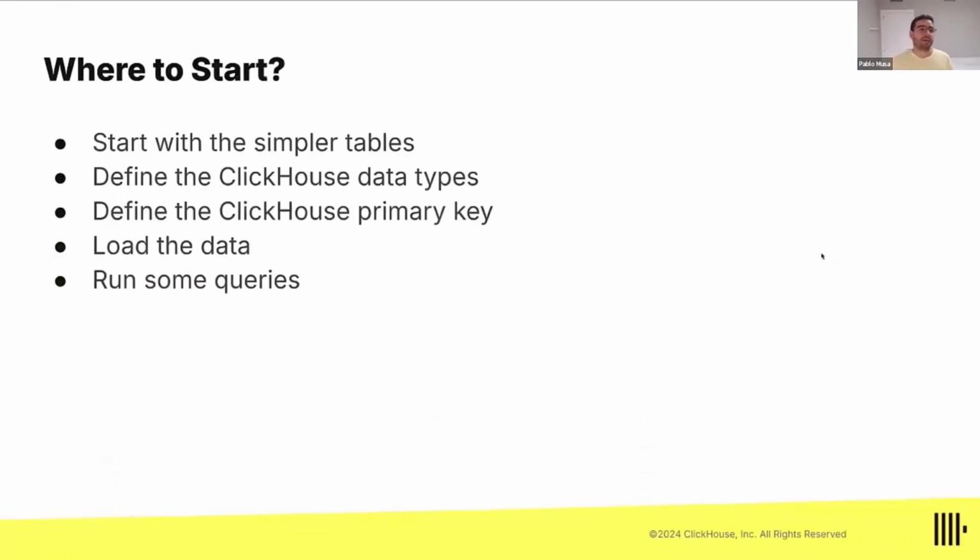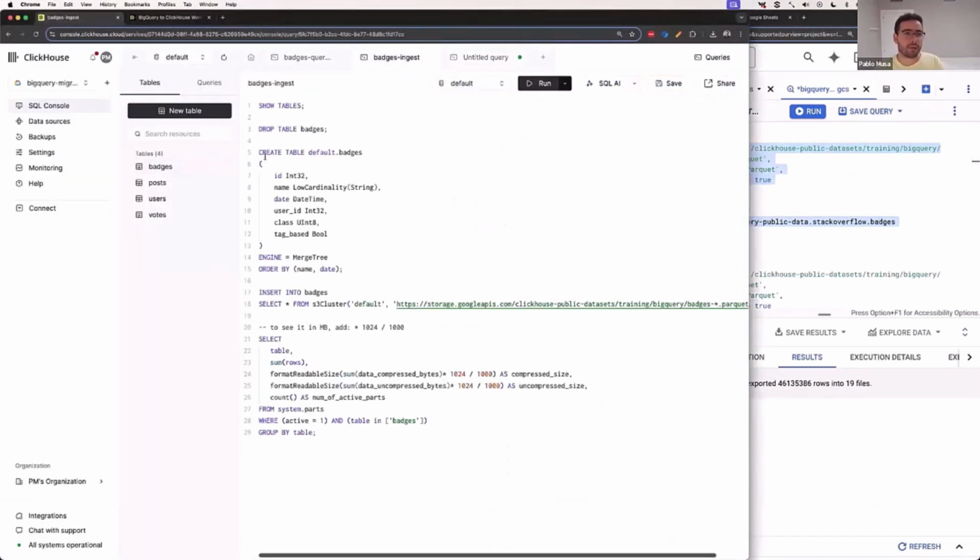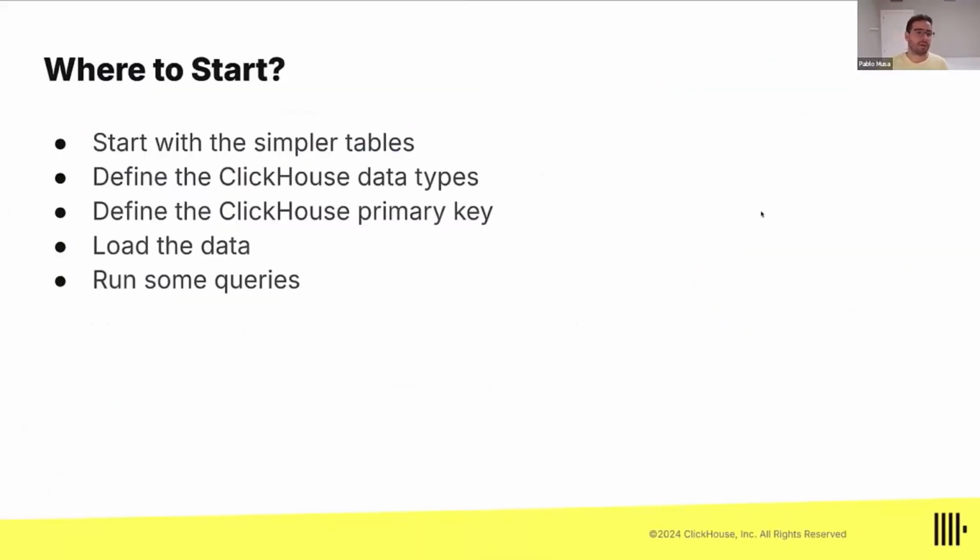Let's talk about schema design. When I was doing my demo, I basically said, okay, then I export the data here and I come here and I create the table, right? But why did I choose badges? Why not posts, users, votes? Where do you start when you're doing a migration, right? Start with the simpler tables, okay? That's how you're going to make some mistakes. It's going to be faster and easier for you to correct them. And then when you are more prepped, you can start tackling the more complex ones.